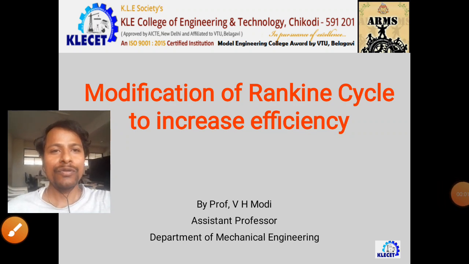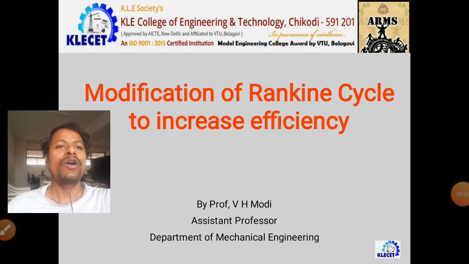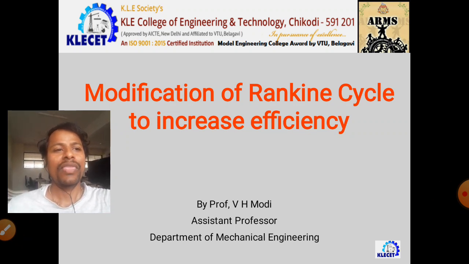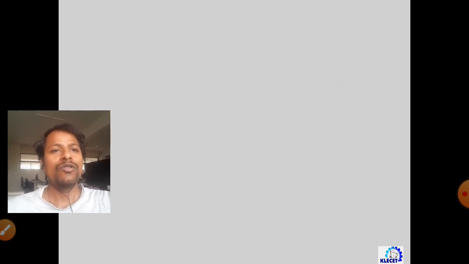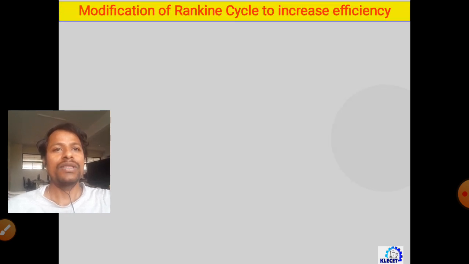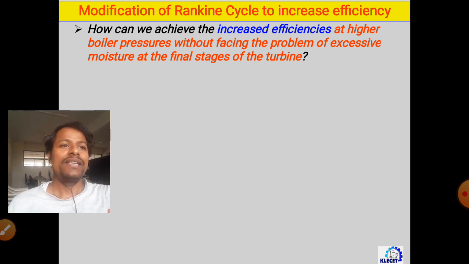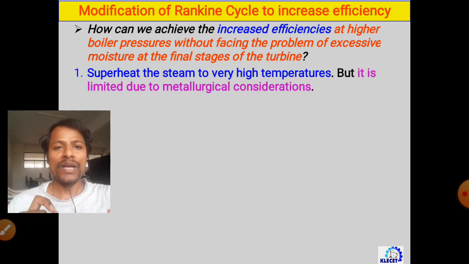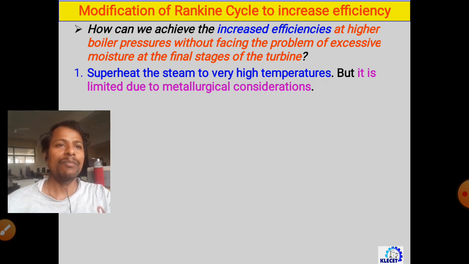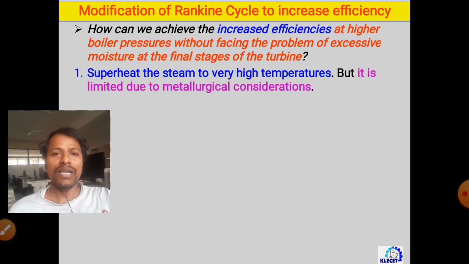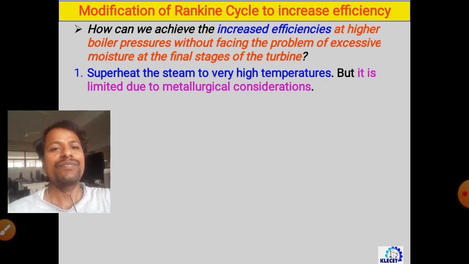I welcome you for this class on modification of Rankine cycle to increase its efficiency. Now let us go ahead with the discussion. See, we can increase the boiler efficiency by increasing its superheat temperature. So that is heating the steam to very high temperatures, but it is limited to metallurgical conditions.